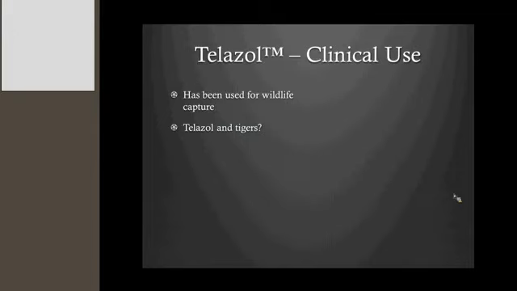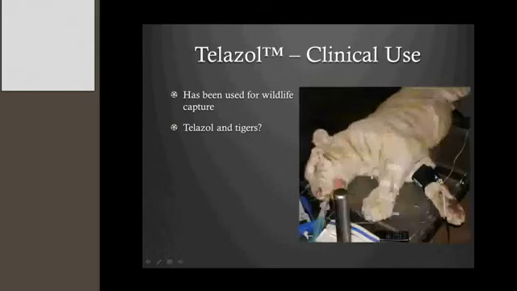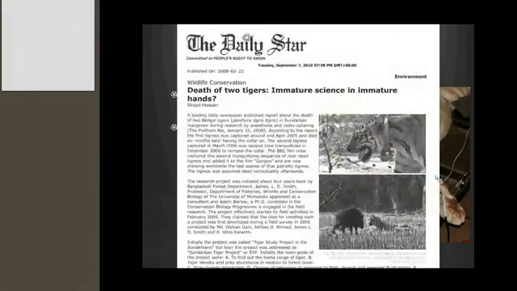Unfortunately, Telazol has gotten kind of a bad rap, especially as it relates to tigers. So this is a tiger that we anesthetized here. It did not get Telazol because people were all freaked out about Telazol. It did get ketamine. The thing about Telazol in tigers is that there was a report that came out that basically said Telazol kills tigers.